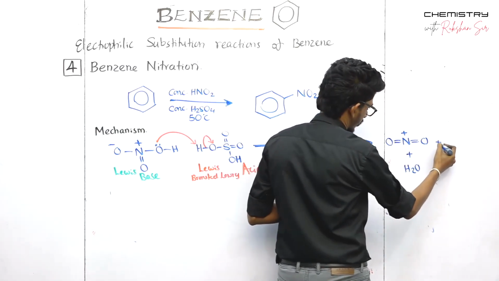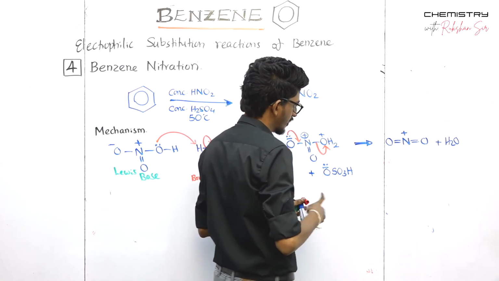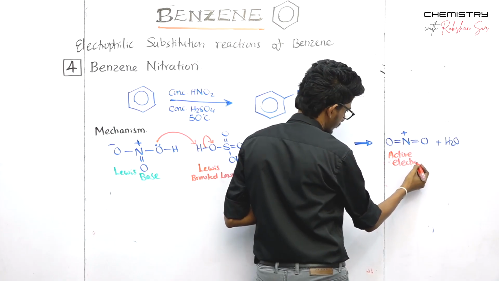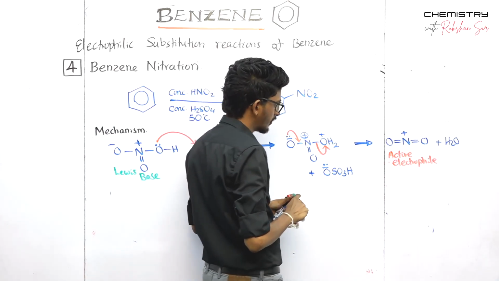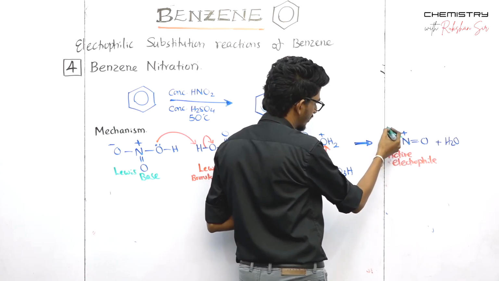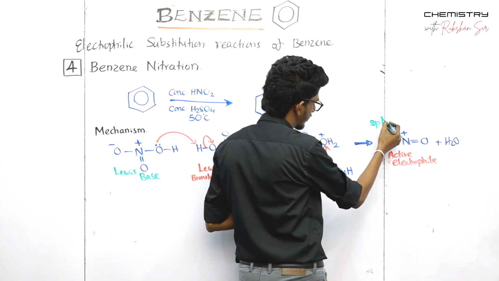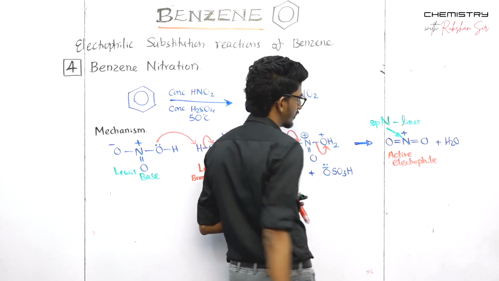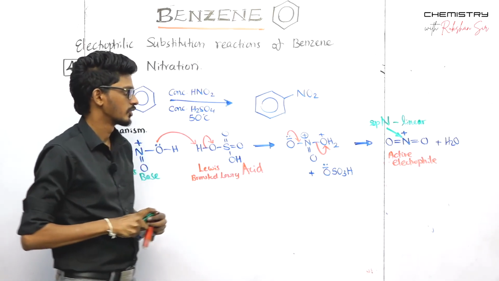I'll write the water over here, it's better. So this is your active electrophile. And here you also see a linear form with an sp nitrogen, like in the earlier case. Earlier it was an sp carbon. Now here, an sp hybridized nitrogen, a linear species, right? So that is the first step.